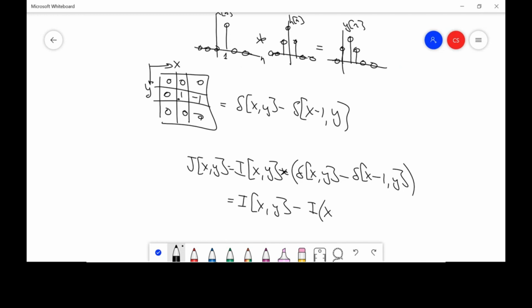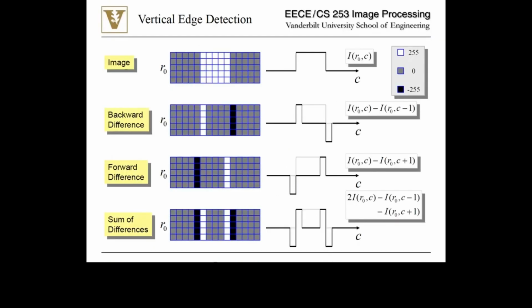So let's make brackets. Brackets are for discrete signals, parentheses for continuous signals. Okay, that means you take a pixel and then you take the pixel on the left and you subtract. You see? So you take a pixel, that is this expression. That expression is exactly the same. Okay, so you take a pixel, you take the pixel on the left, and you subtract.